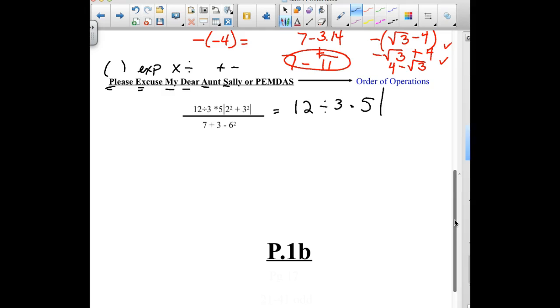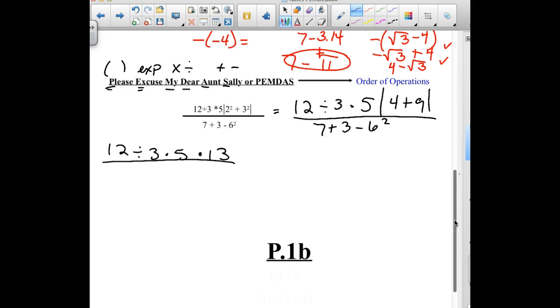All right, so 2 squared would be 4, 3 squared would be 9. Okay, inside that 4 plus 9 is 13, and the absolute value of 13 is 13. So now we have 12 divided by 3 times 5 times 13. Because that 5 is right next to the absolute value bars, it means multiplication. All right, on the bottom, if we look at that 6 squared, we can go ahead and do that exponent next. 6 squared would be 36.